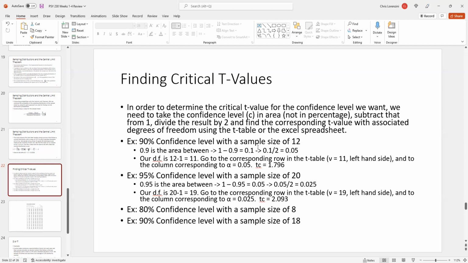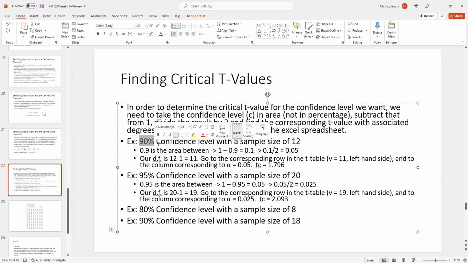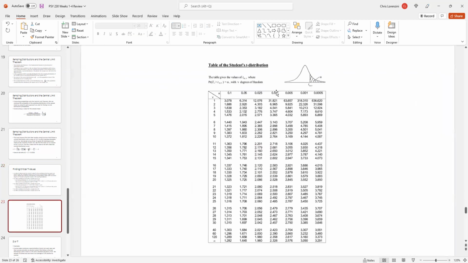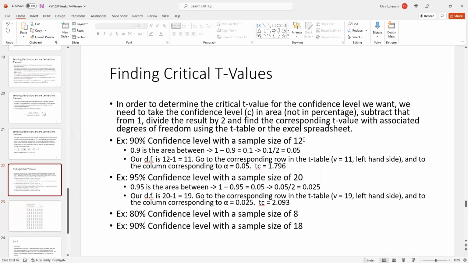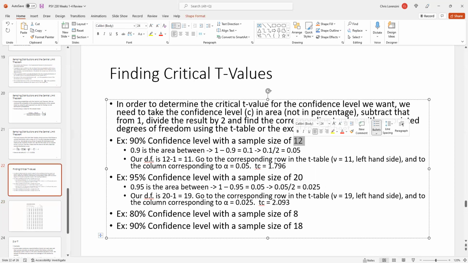So here's the process going forward. I take my confidence level percentage, turn it into a decimal, and subtract it from 1. I divide it by 2, and that gives me my alpha value on top of the t-table. So I've got my t-table, alpha values across the top. And then I need to find my degrees of freedom, which come down the left-hand side. In this case, I have a sample size of 12. My degrees of freedom is n minus 1, 11 degrees of freedom.